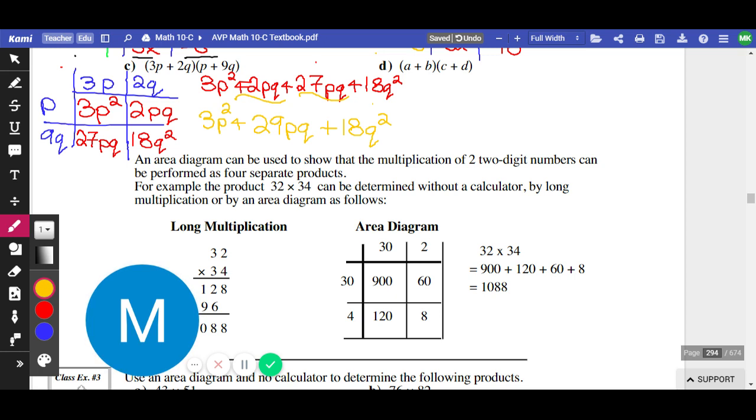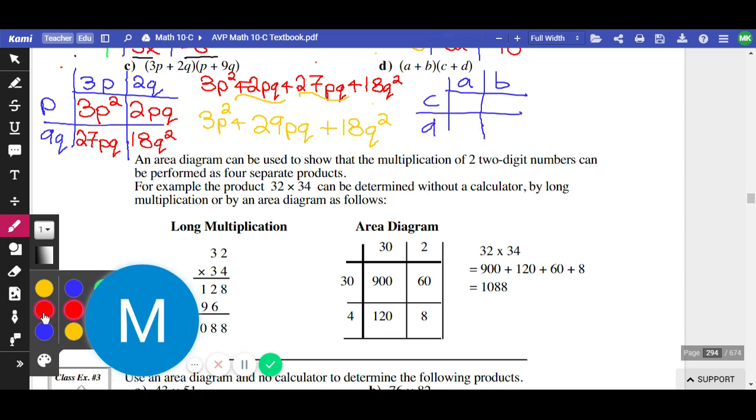Good job, guys. For D, you have all different letters. So if we look at that, we got A, B, make your grid, C, D, like that. I create the little tiny grid. That gives me A times C, C times B, A times D, and B times D. And you just end up getting all those paired up letters.